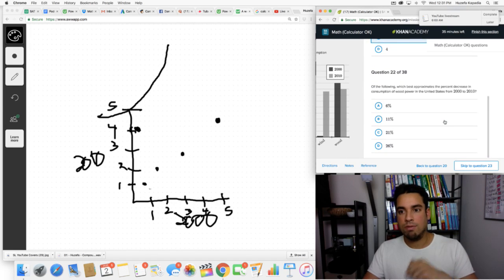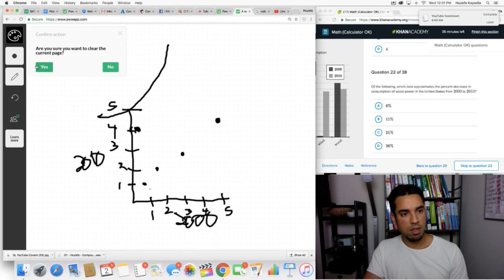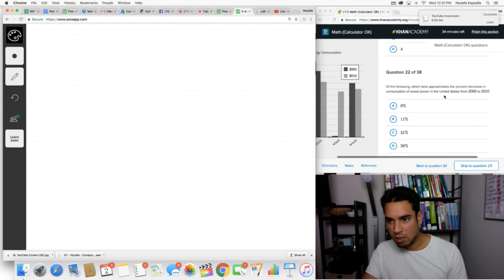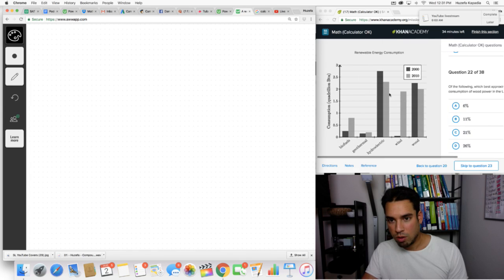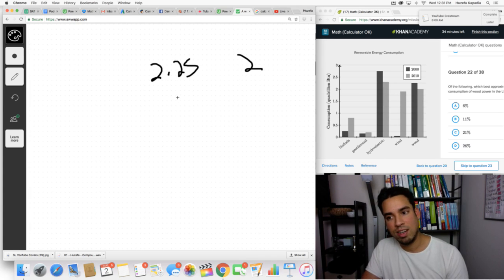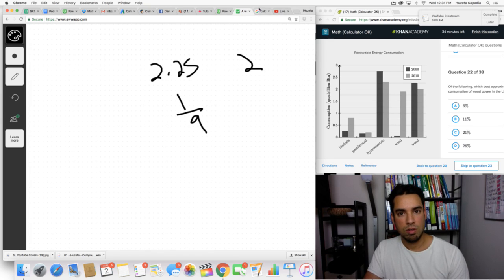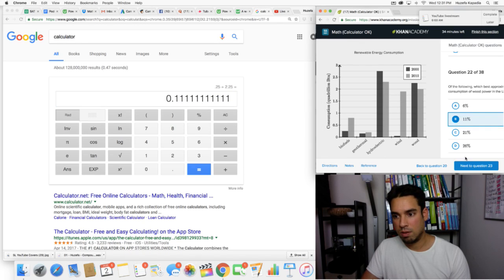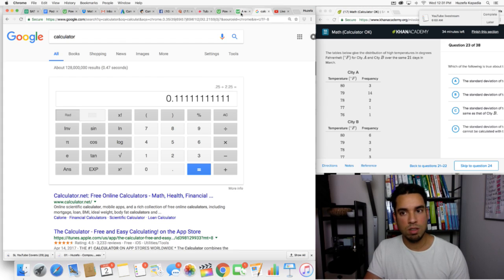All right, of the following, which best approximates the percent decrease in consumption of wood power in the United States from 2000 to 2010? Approximates the percent decrease from 2000 to 2010 in wood. So we're going from 2.25 to 2. So that's a drop of 0.25, so that's 1/9, right? And so 1 divided by 9 is, you could also do 0.25 divided by 2.25 equals 11%. All right, we got to pick up the pace because that really burned a lot of time.